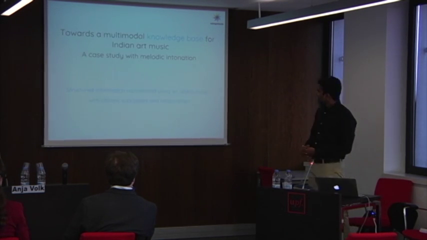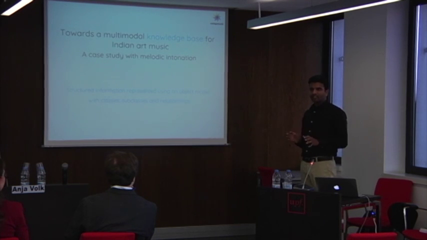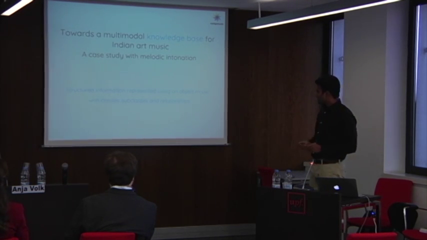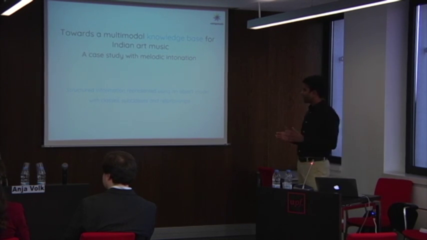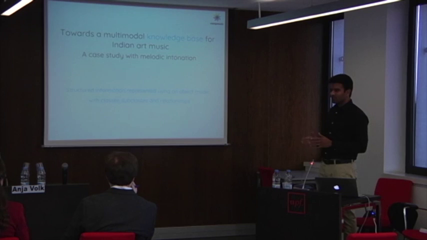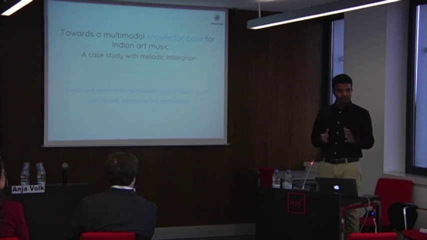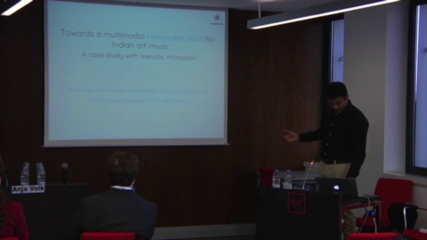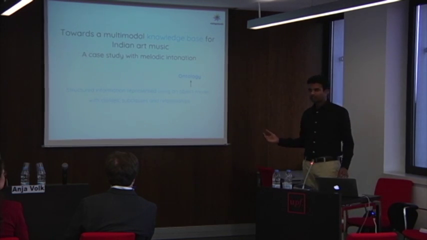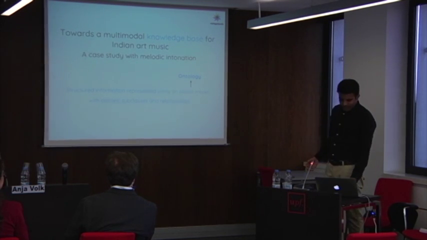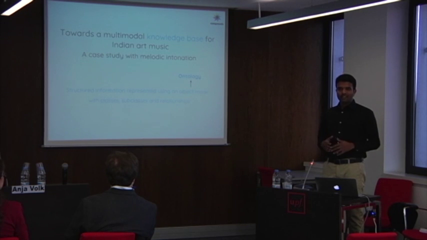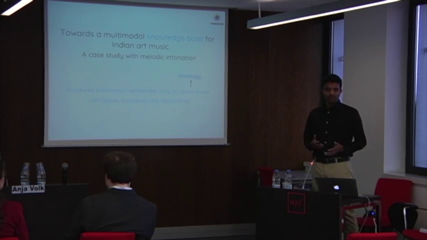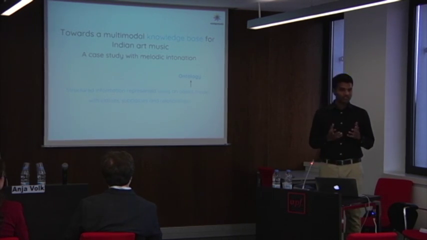So let's deconstruct the title a bit and understand the context of the work. In the simplest of terms, a knowledge base can be defined as structured information represented using an object model with class hierarchy and relationships therein. And this object model is what we mean by ontology. You can think of an ontology as an enriched schema that can be used to encode knowledge about a given concept.